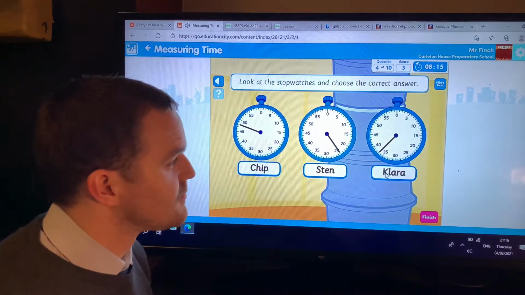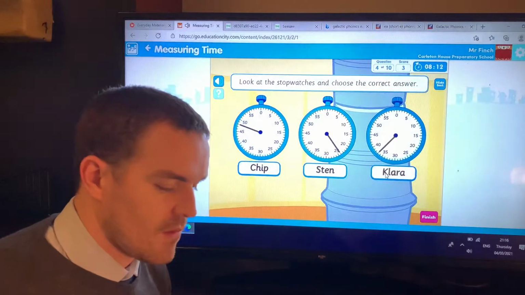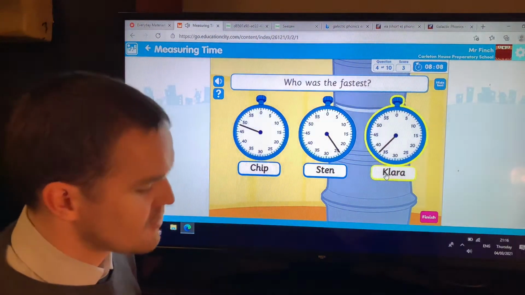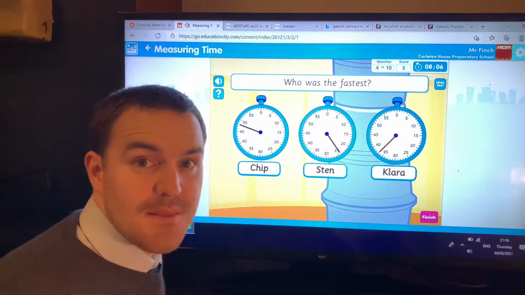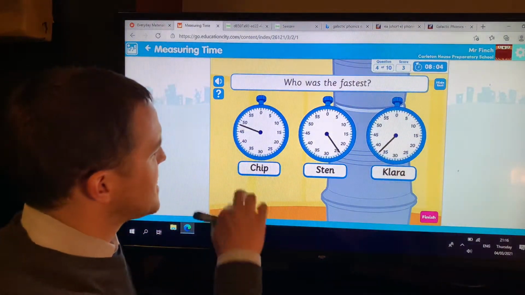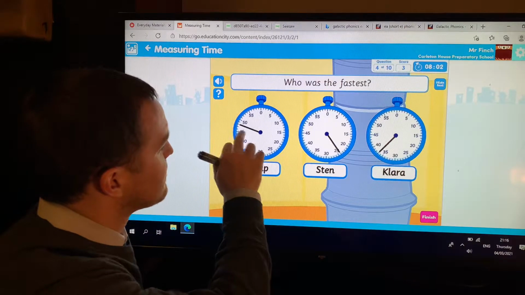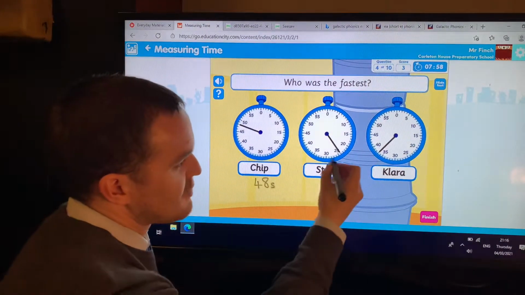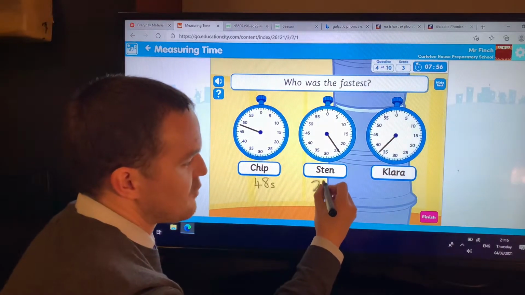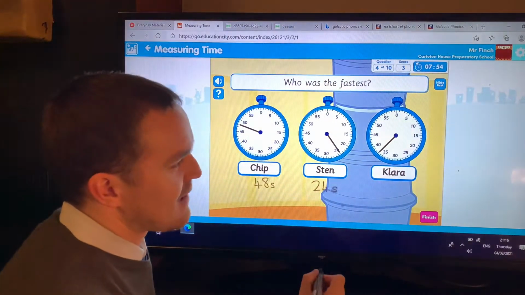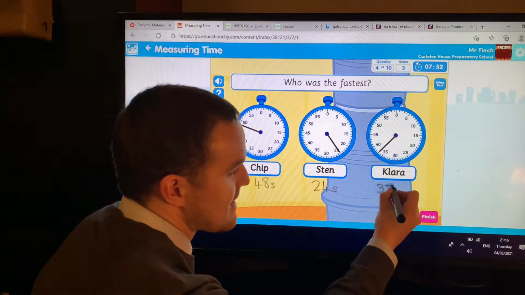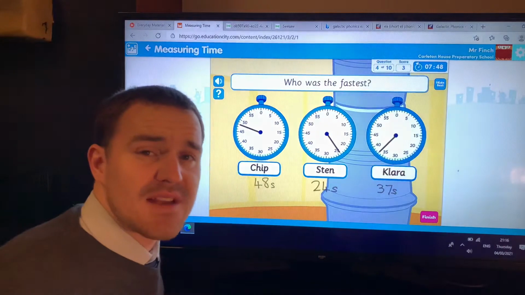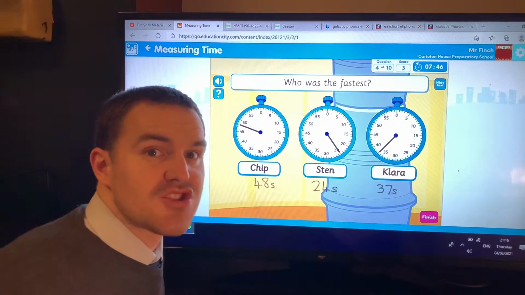Okay, next one. Look at the stopwatches and choose the correct answer. Ooh, interesting. Who was the fastest? So, do you know what we need to do? We need to write down all of their times first of all, don't we? So, Chip, 48 seconds. Sten was, as we heard before, 24 seconds. And Clara was 37 seconds. And the question said, who was fastest? And remember, what we said for fastest is the fastest person will have the shortest time.